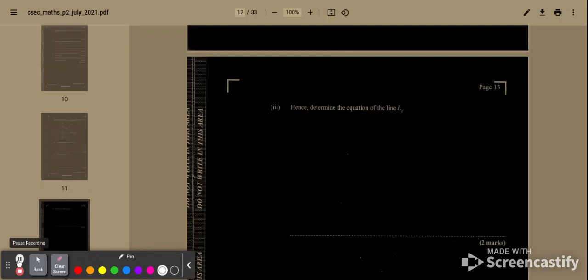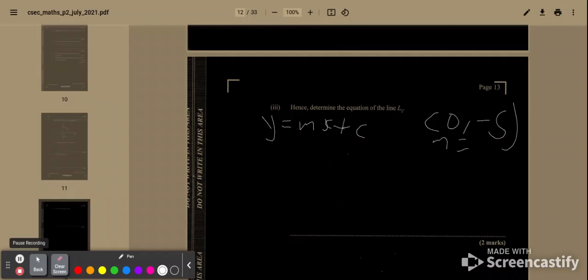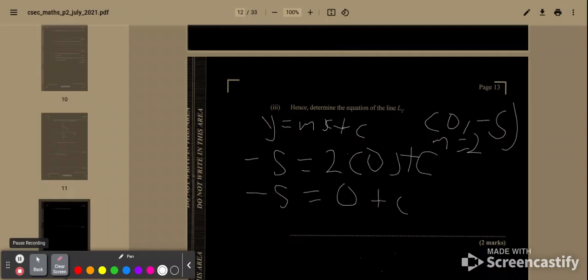We know the equation is written in the form y is equal to mx plus c, and the coordinates for line 2 were (0, -5). All we need to do is to substitute what we know. We knew m is equal to 2 as well. So therefore, y, which is -5, is equal to m, which is 2, times x, which is 0, plus c. So -5 is equal to 2 times 0, which is 0, plus c. Minus 0 from both sides, and therefore -5 is equal to c.